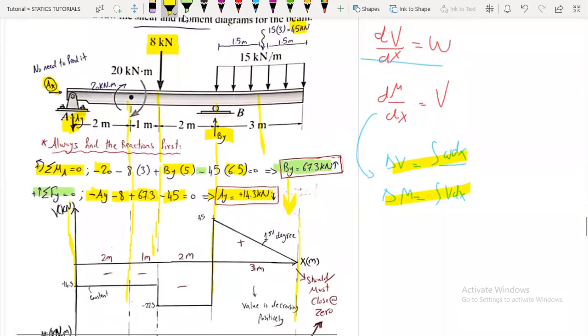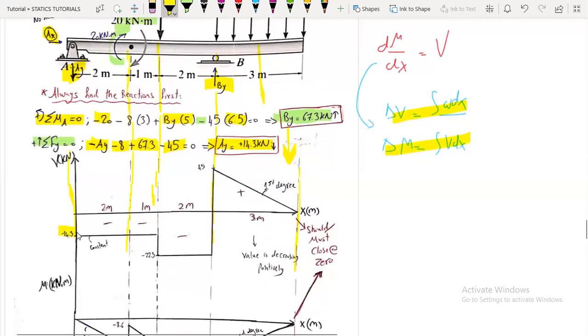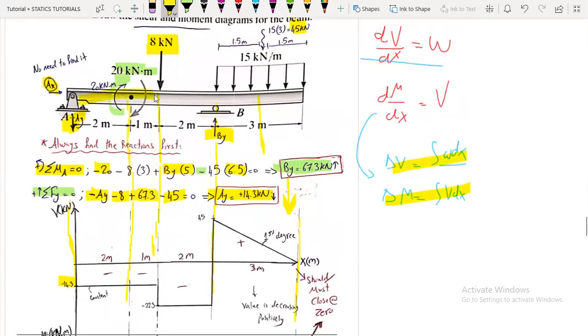We should note that the value of the moment will not appear in the shear diagram, just in the moment diagram. And because we are moving from left to right, we look at the moment from the left side. Now let's begin with the shear diagram. First of all, we go downward a value of 14.3, so minus 14.3. Then we don't have any change in the shear value, so we move at a constant value of minus 14.3.